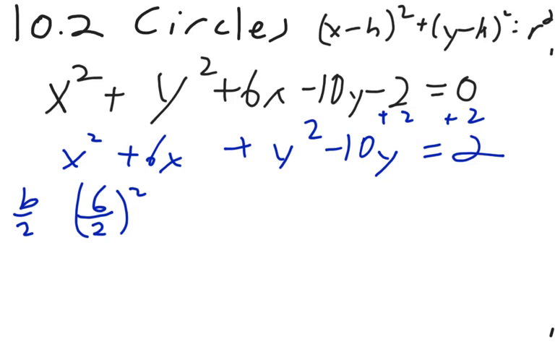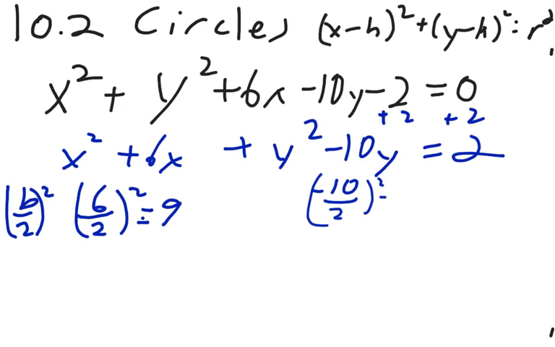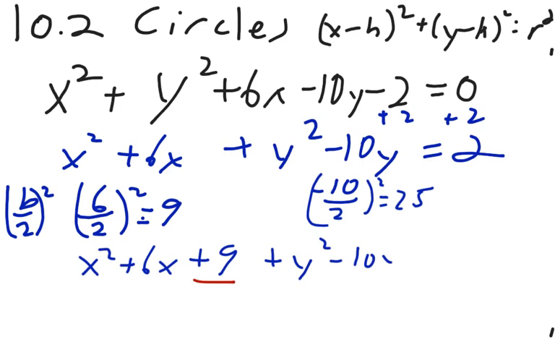Anytime you complete a square, when a is 1, you do b divided by 2 squared. So we got 6 divided by 2 squared, which is 9. And I got negative 10 divided by 2 squared, which is 25. And since we're going to add these, so I added this one right here, and I'm going to do y squared minus 10y plus 25. I'm going to add them to the other side as well.